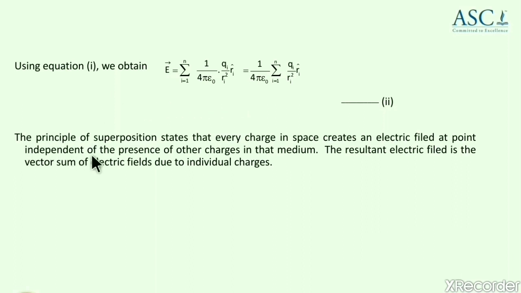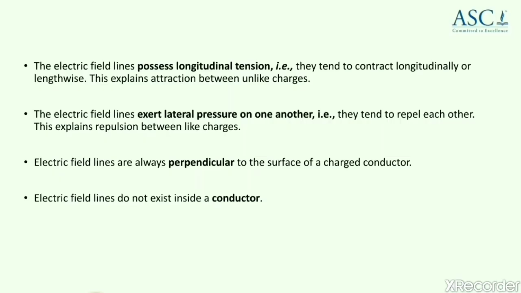And here also you can state the superposition law: every charge in space creates its own electric field at a point independent of the presence of other charges in that medium, and the total or resultant electric field is the vector sum of electric fields due to individual charges. That means you have to calculate individually and then sum all of them, then you will get the total electric field of the entire system. This is all about the superposition law for electric field. I hope you have understood all the properties.